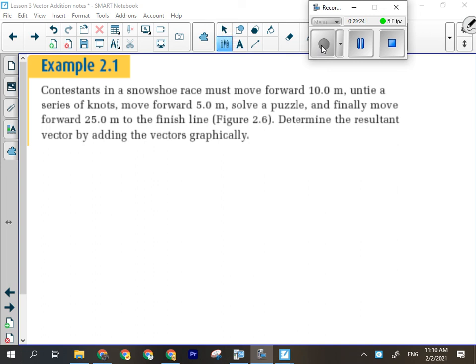So it says by adding the vectors graphically, basically that means draw a vector diagram. Draw these values tail to head. There's a 10 meter long vector, and then to scale, there's my 5 meter vector. It's about half as long as my 10 meter vector. Again, I'm not going to bother to measure it out. As long as it's close, it'll be good enough. And then our 25 meter long vector.